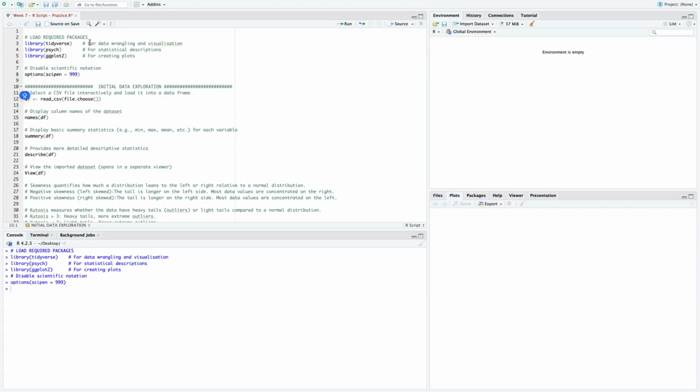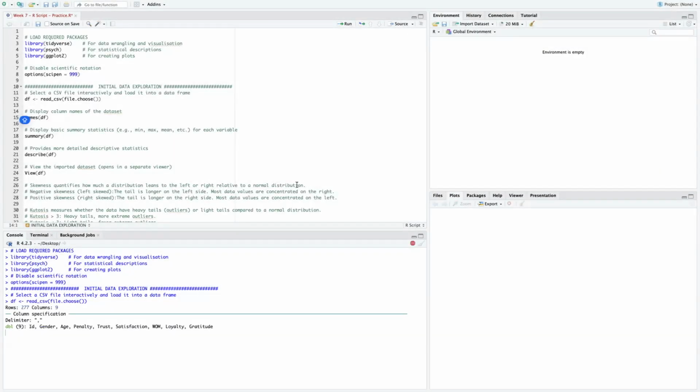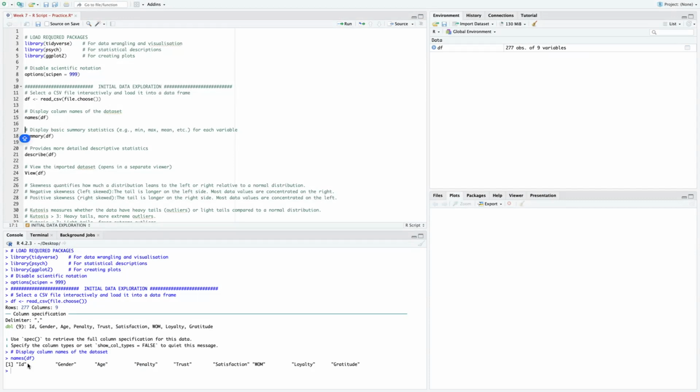And very important, we need to open the data file, right? So let's run the code read CSV and choose the data set. Right. So let's check the column names of the data set. So we have 9 columns: ID, gender, age, vanity, trust, satisfaction, word of mouth, loyalty, gratitude.